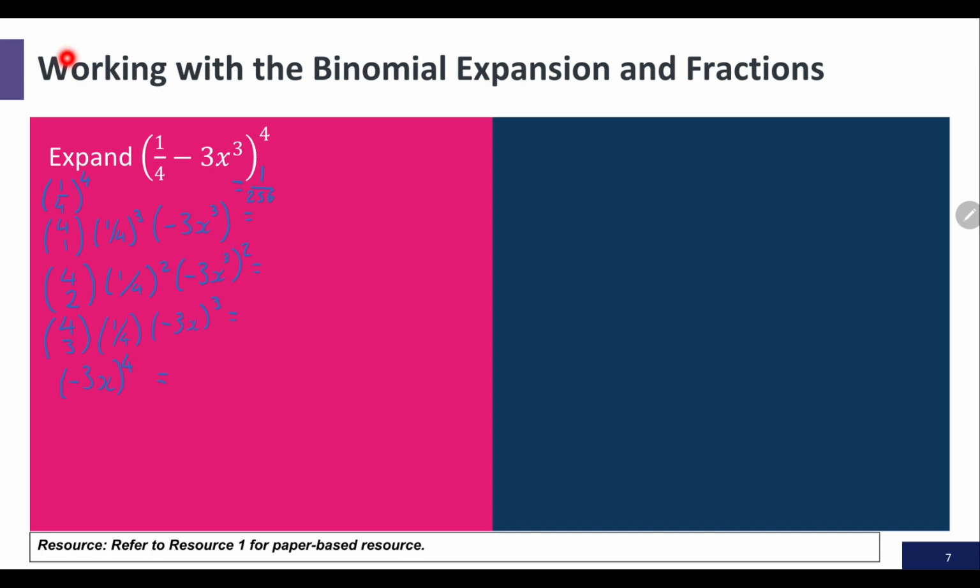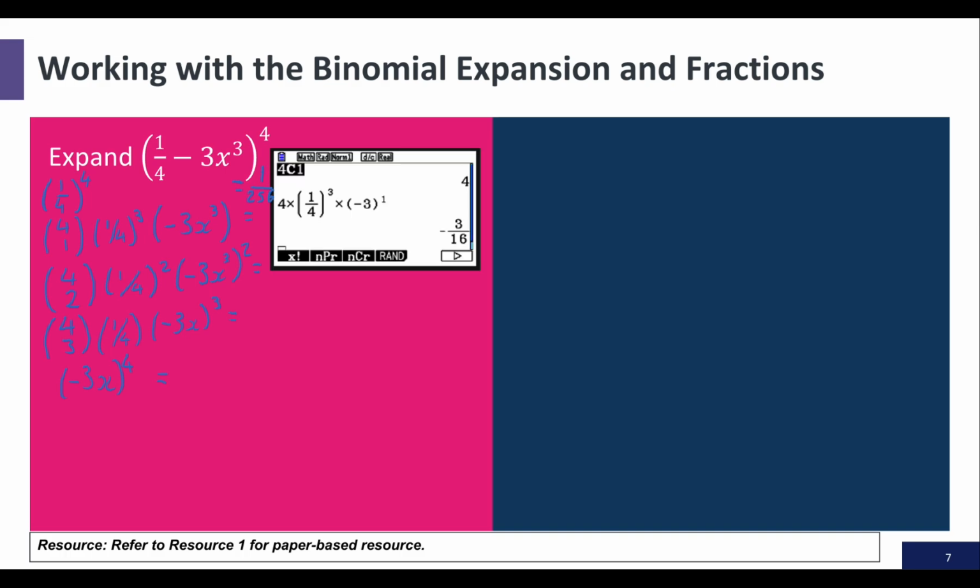There we go. So in my calculator for the next term, this is where I really need to focus. It's going to be 4 choose 1 multiplied by a quarter cubed multiplied by minus 3. Remember, the cubed is only on that x there. It's not outside the bracket, so I won't be cubing the 3. So it's 4 choose 1, multiplied by a quarter cubed, multiplied by minus 3. Here we go.